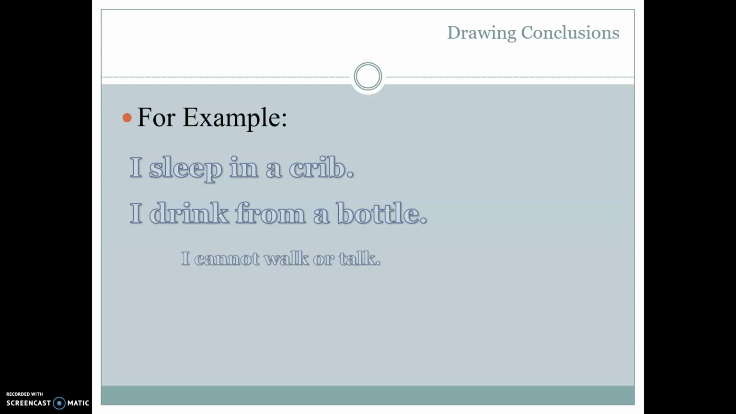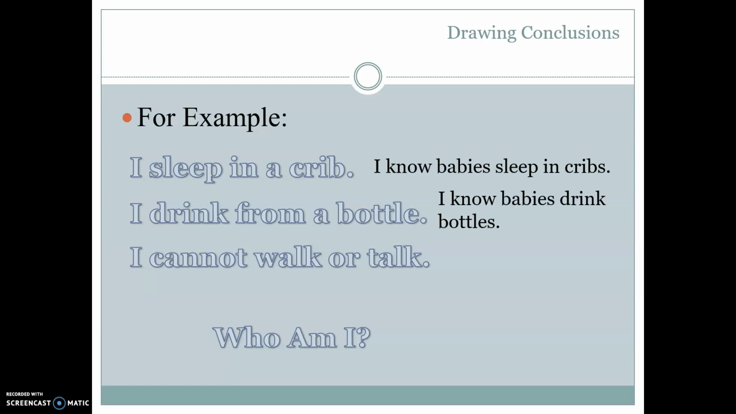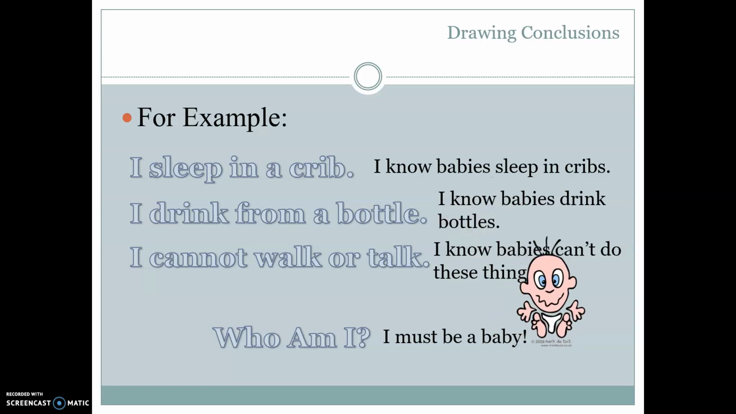For example, okay, I sleep in a crib. I drink from a bottle. I cannot walk or talk. Who am I? I have these three sentences, and I'm going to analyze them and conclude who I am from this information given to me. So I already know that babies sleep in cribs, that babies drink bottles, and that babies cannot walk or talk. So I must be a baby.